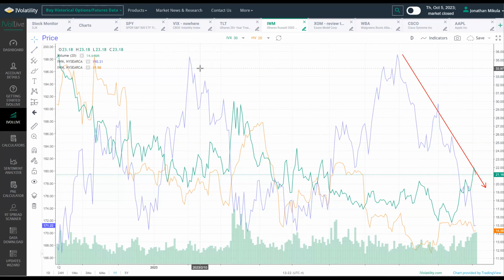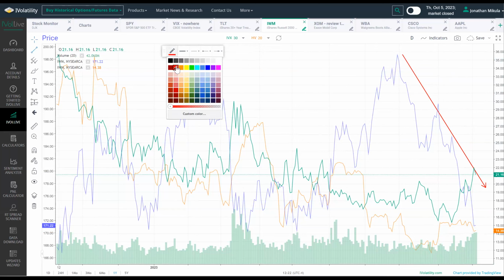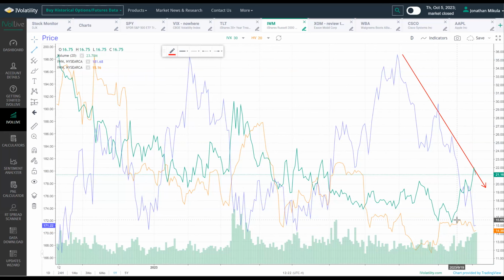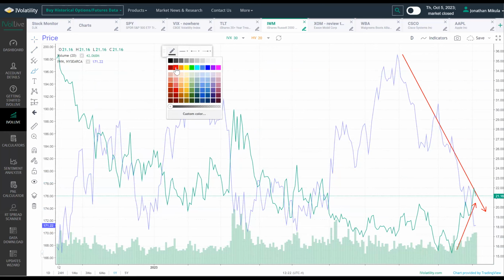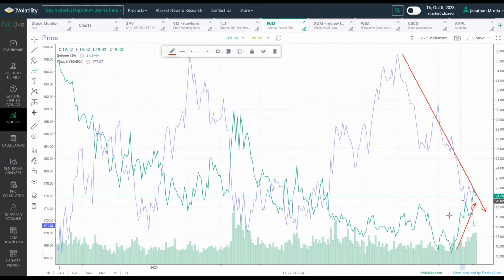At the same time that we had this brutal, sharp sell-off, I also noticed there was a big spike here in implied volatility, that green line. We can get rid of historical volatility for now. And then there was a meeting, what we call a kiss. There was a kiss of the two right here. Let me draw that circle.